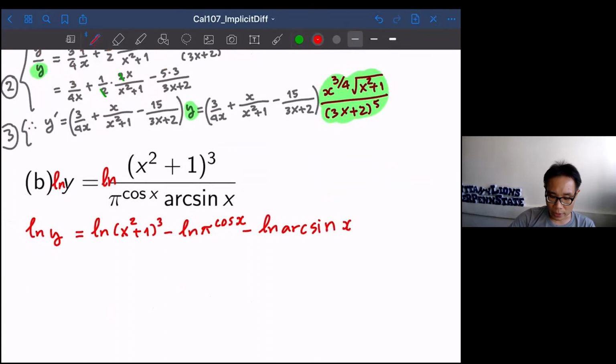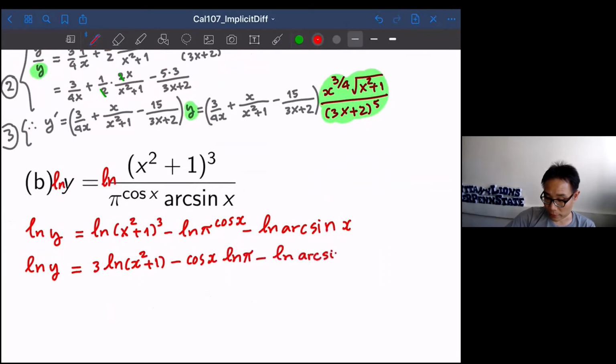Okay, and you have log y equal to 3 log (x squared plus 1), and you have cos x log pi, and you have log arcsin x. And then this one is your first step. The second step will be you're gonna differentiate the whole thing, okay?